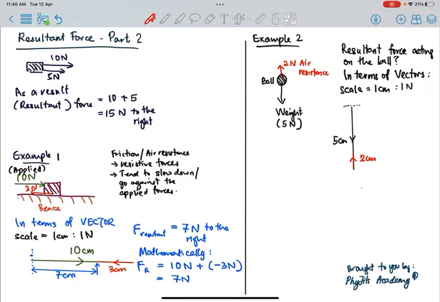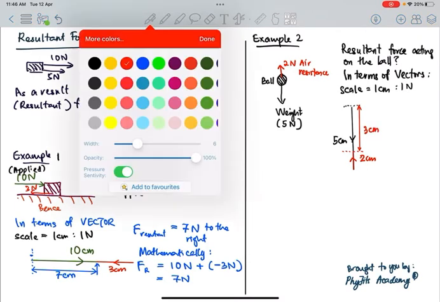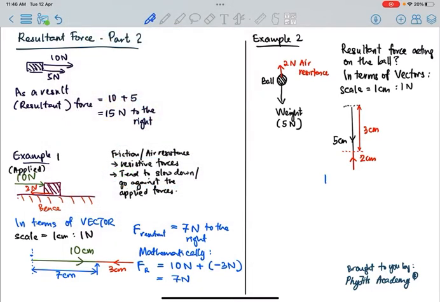So now we have our ending point to be somewhere above here. And what is the length from the start until the end? This will be 3 centimeters. So as a result, the resultant force acting onto the ball will be equal to 3 Newton downwards.